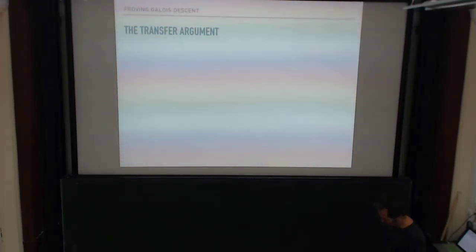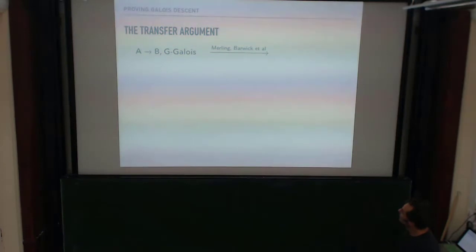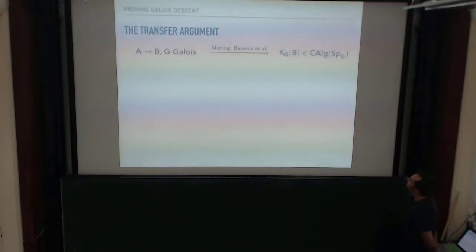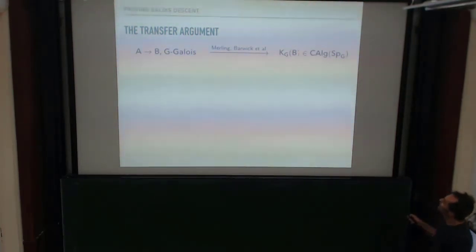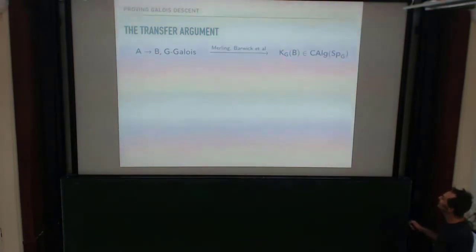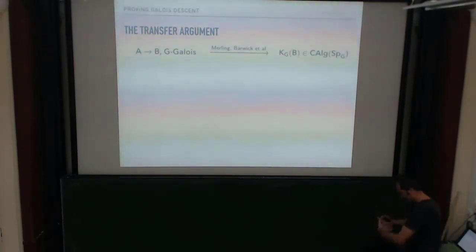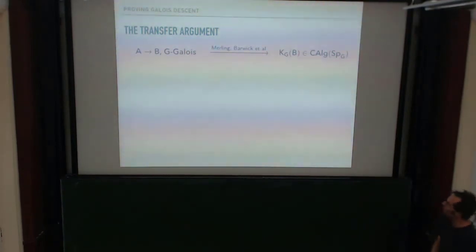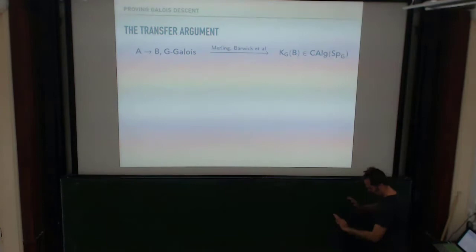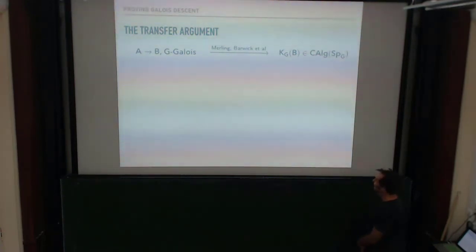So how does Thomason's transfer argument go? We have our Galois extension as before. Mona Merling and Clark Barwick and his big clan have this beautiful way of constructing algebraic K-theory of this Galois extension as a genuine G spectrum. This was already sort of done, but in fact, it gives me an E infinity algebra in genuine G spectra. Not E infinity with norms, although it's probably true with norms. This is just ordinary E infinity.